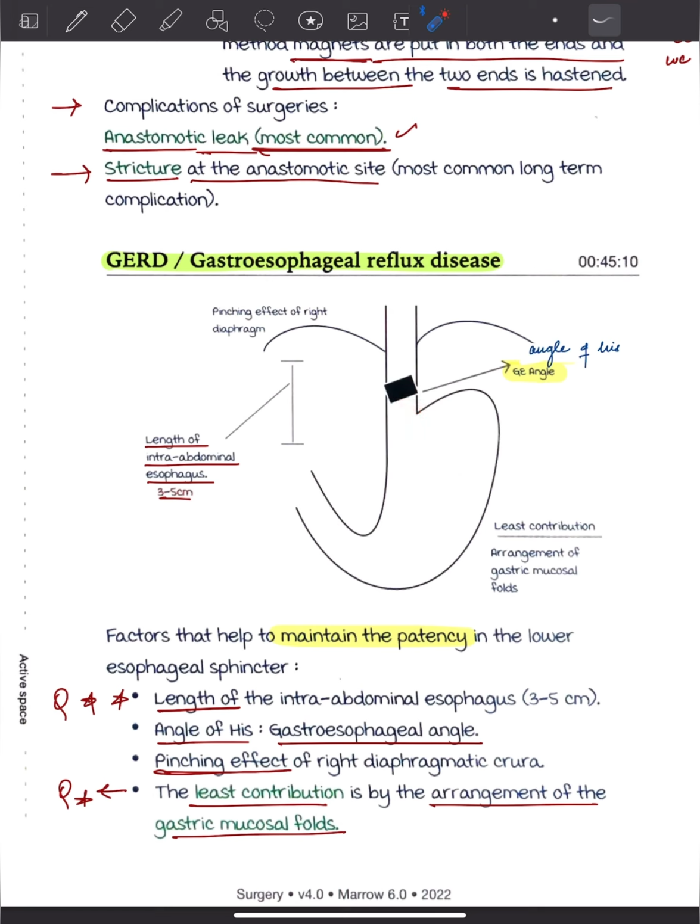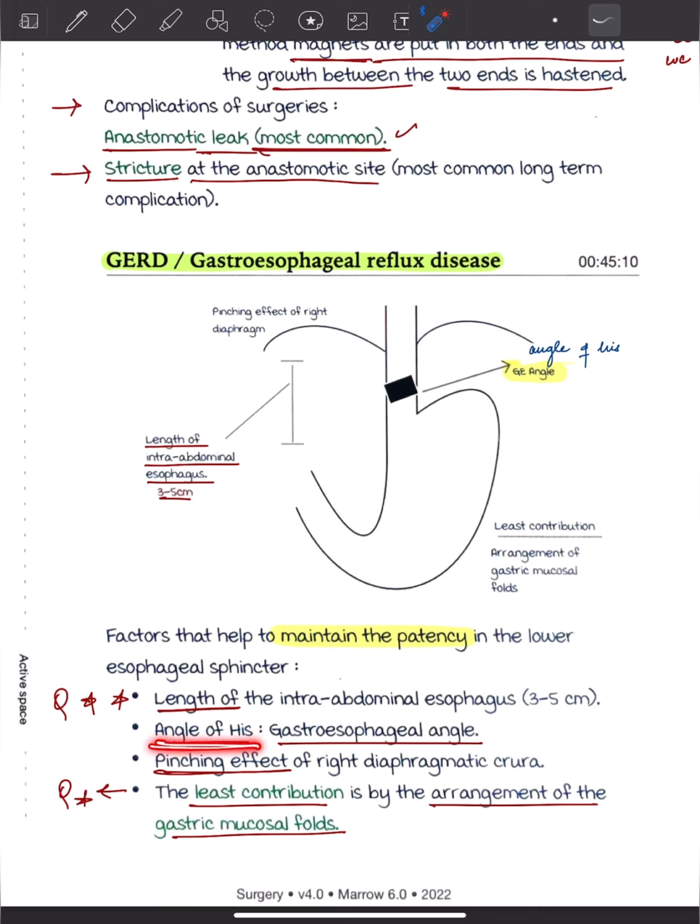Now what are the factors which help in maintaining the patency in the lower esophageal sphincter? It usually occurs due to relaxation of the sphincter and the acid content of the stomach goes into the esophagus. Now what are the factors which maintain the patency? First of all, the length of the intra-abdominal esophagus should be between 3 to 5 centimeters. It is very important that the esophagus should be long enough so that the GERD doesn't occur.